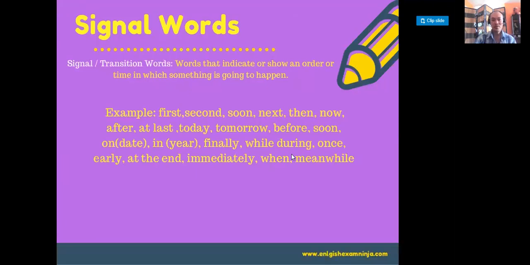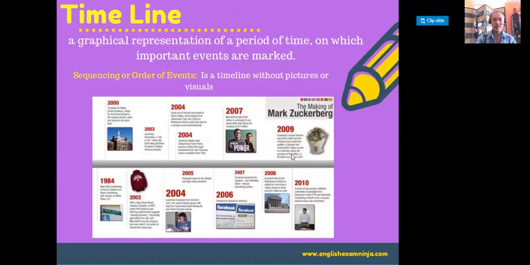Okay, so going back to the signal words. Signal words or transition words are words that indicate or show an order or time in which something is going to happen. So we have the examples here. You have to memorize them by heart. Now, a timeline is a graphical representation of a period of time in which important events are marked. So sequencing or order of events is a timeline without pictures or visuals. So it looks like this. We have an example here.